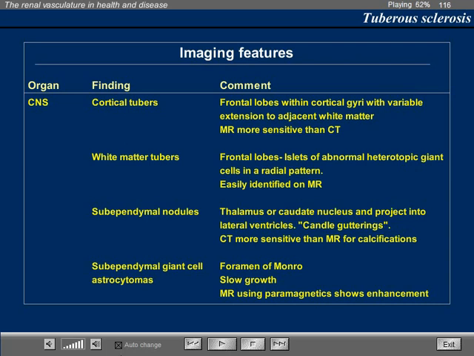Candle guttering has been described, and CT is more sensitive than MR in demonstrating the intracranial calcifications that present as subependymal nodules. Subependymal glial giant cell astrocytomas are seen around the foramen magnum. They are usually slow growing, and MR is the procedure of choice using gadolinium to enhance the lesion.